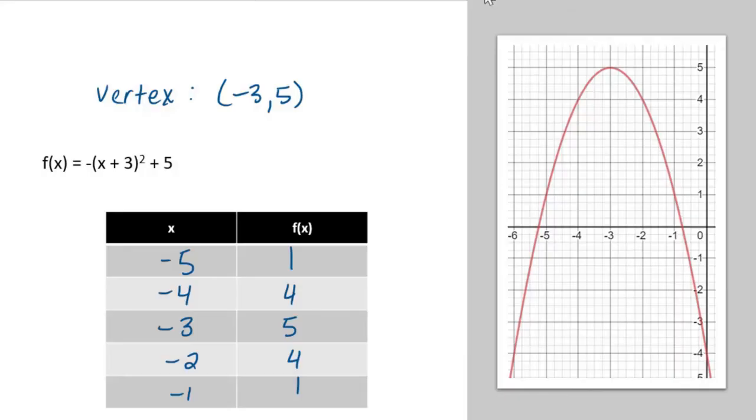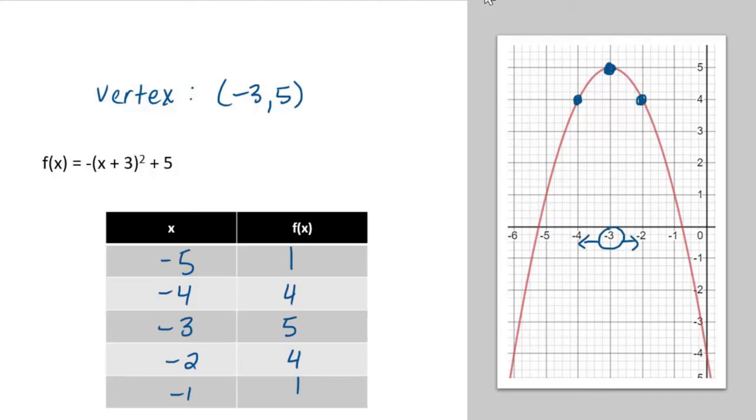I've just copied the values into this table. So we have a vertex of (-3, 5). I'll start by plotting that. And then maybe it's a little clearer to see why I chose the values for x that I did. The x component of the vertex is -3, so I'm interested in what happens close to the vertex. So I looked at x values that were 1 to the left of -3, in other words, -4, and 1 to the right of -3, in other words, -2. The corresponding y values were both 4. So we found the points (-4, 4) and (-2, 4).